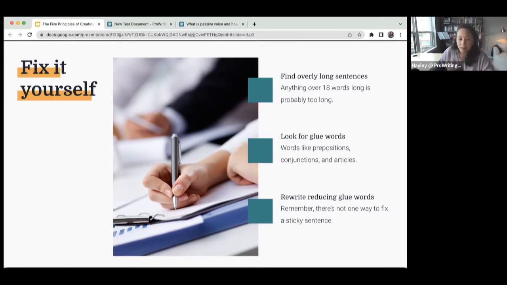Before I get into how to fix this with ProWritingAid, because I've seen a lot of people who have had questions on this, I want to talk about glue word sentences in dialogue. So a couple of people have asked, are glue words acceptable in dialogue? How do sticky sentences relate with dialogue tags? Great questions. It can be totally different for dialogue versus the rest of your prose.